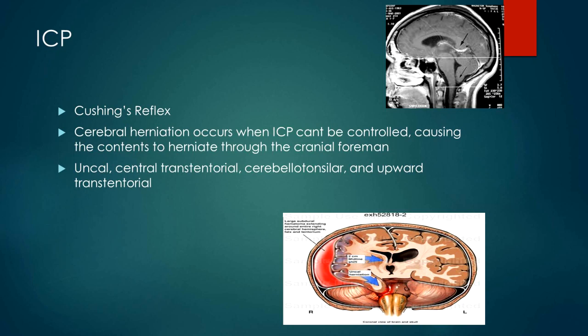Uncal herniation is the most common, usually caused by ipsilateral compression of the uncus of the temporal lobe, leading to compression of the third cranial nerve. That can cause anisocoria, ptosis, decreased ocular movement on the ipsilateral side, with a contralateral Babinski's, eventually leading to brainstem compression. You can also get central transtentorial, cerebellotonsillar, and upward transtentorial herniations, all of which are bad.